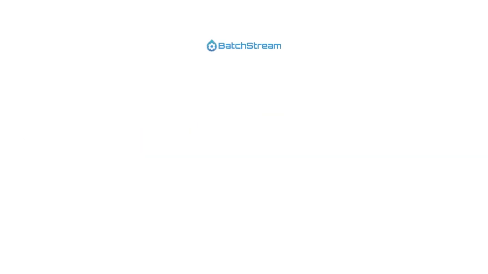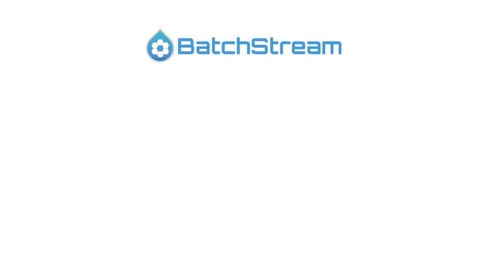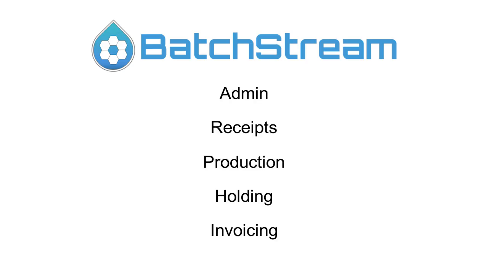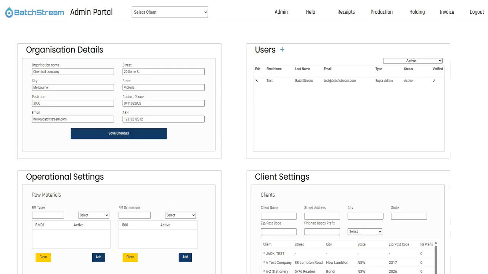This walkthrough provides a complete overview of BatchStream, moving through every core section of the system, from the admin portal, receipts, production, holding, and invoicing. The admin portal is where you manage all foundational data for your operation. Everything shown here flows through to receipts, production, holding, invoicing, and reporting.